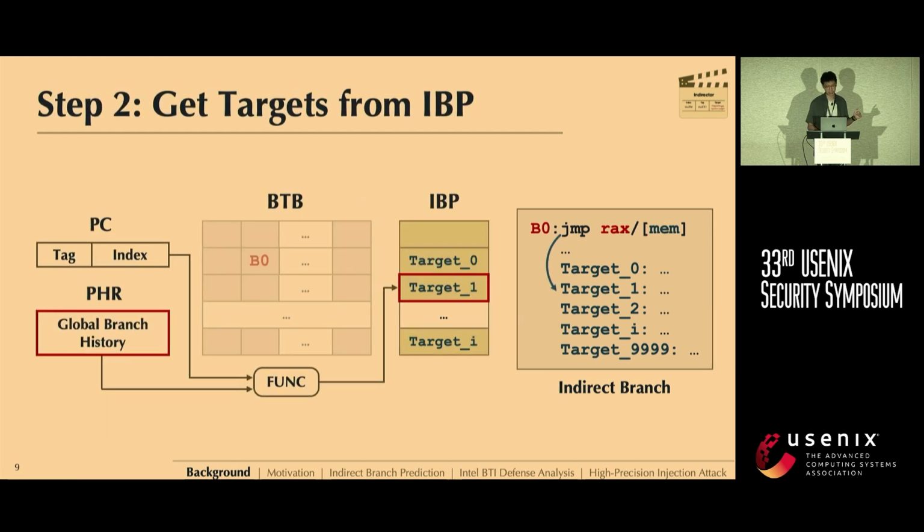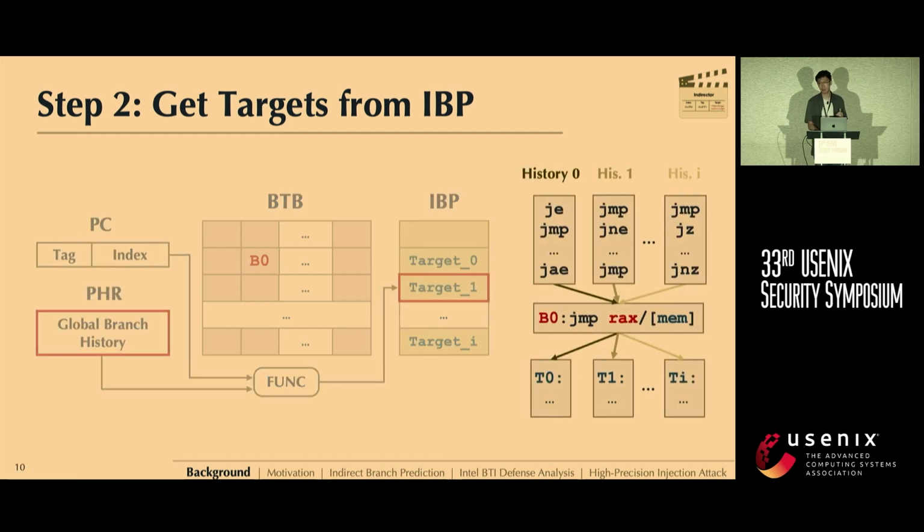IBP is searched by the PHR, which records global branch history. The idea behind that is, for indirect branch, a different target is likely to be correlated to a different branch history. So IBP can rely on PHR to capture this correlation and predict the target under different contexts.